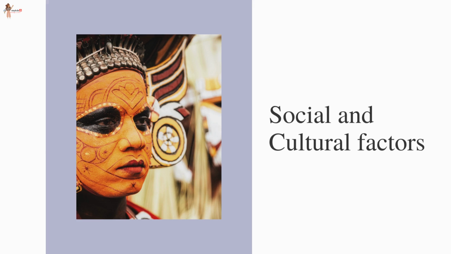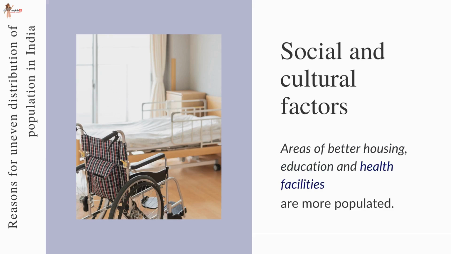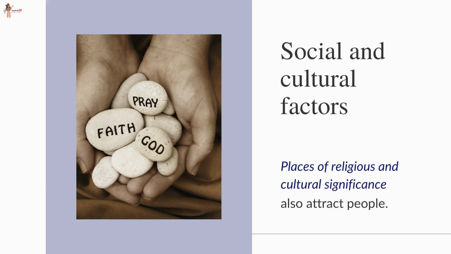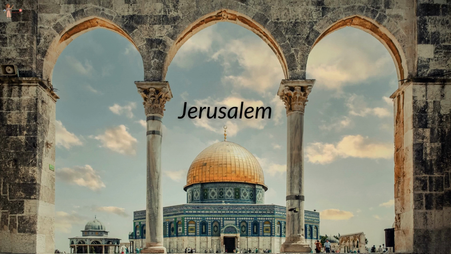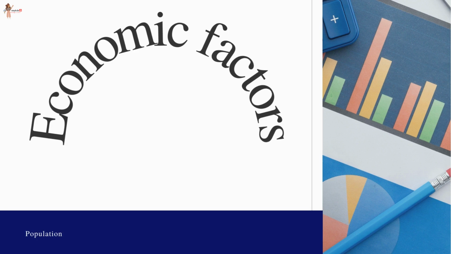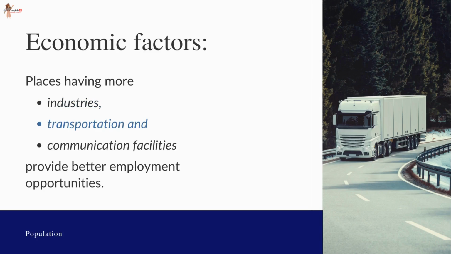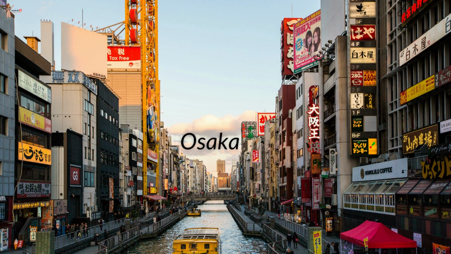Social and cultural factors. Areas of better housing, education, and health facilities are more populated. Places of religious and cultural significance also attract people. For example, Varanasi, Jerusalem, etc. Economic factors. Places having more industries, transportation, and communication facilities provide better employment opportunities. People are attracted to these places because of these reasons. For example, Mumbai and Osaka.